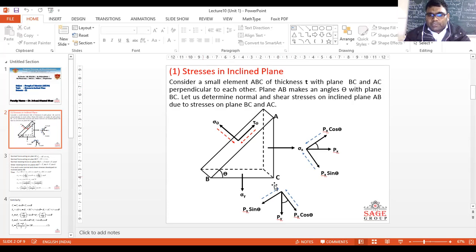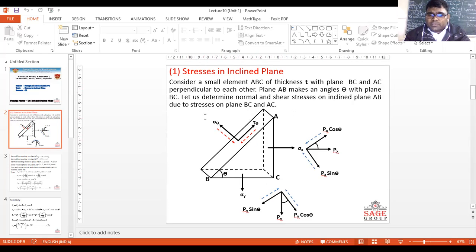We have taken abc, a small element. Thickness is t. BC and AC are perpendicular to each other, so this is 90 degrees. And AB makes an angle theta with the plane BC. This is theta, and let's determine the normal and shear stress in the inclined plane AB. So you can see, we have to find out this one.